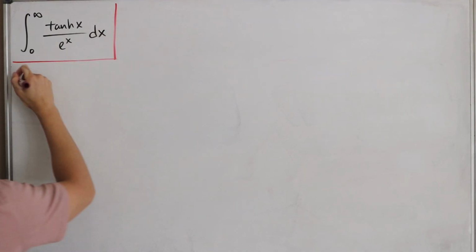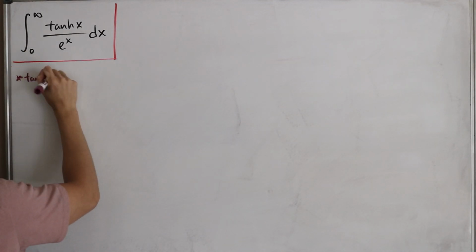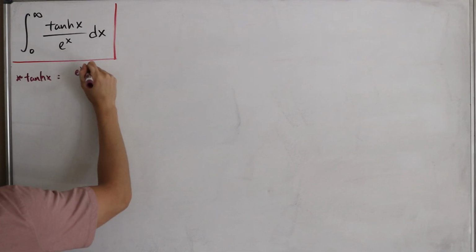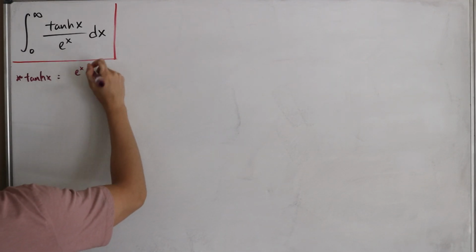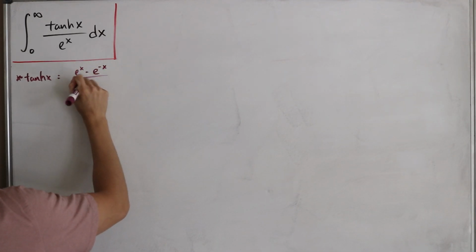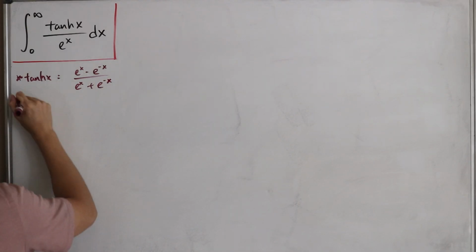It's worth noting that the hyperbolic tangent of x has a nice form in the e basis, the exponential form in this case. So e to the power x minus e to the negative x, divided by e to the x plus e to the negative x. So I'll substitute this back.